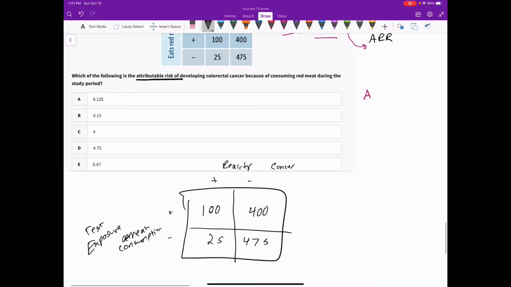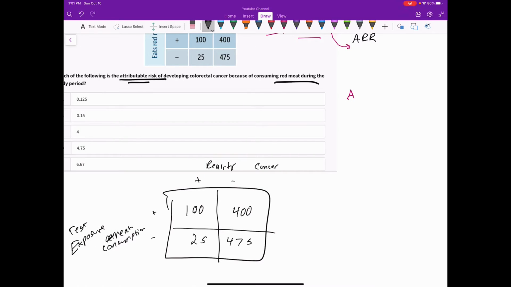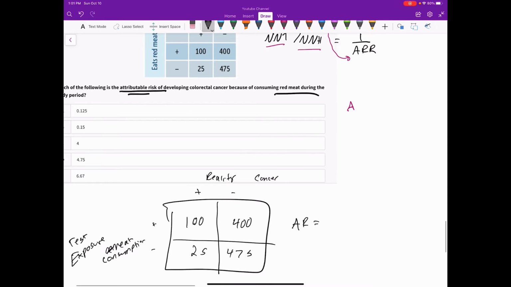So now, remember we read the questions from left to right. So which of the following is the risk of developing colorectal cancer because of consuming red meat? Okay, so because of red meat. Well, AR is going to be our exposure group minus our non-exposure group.